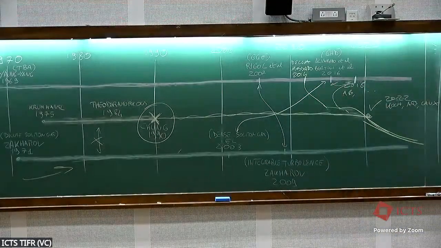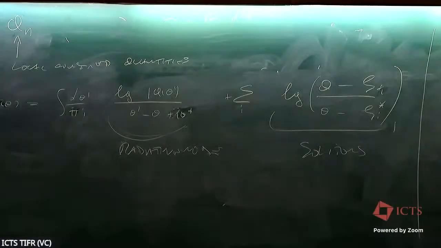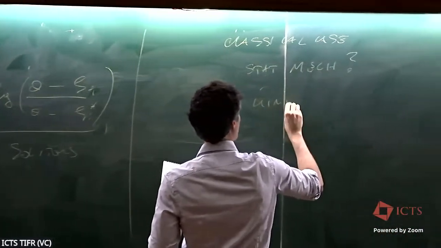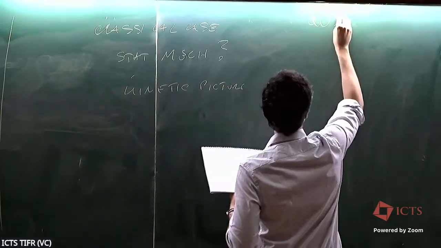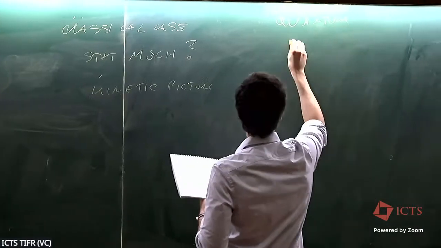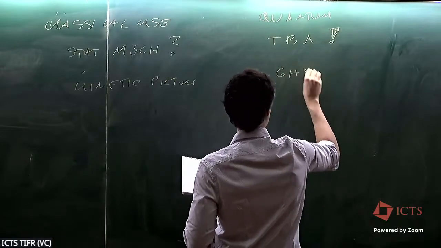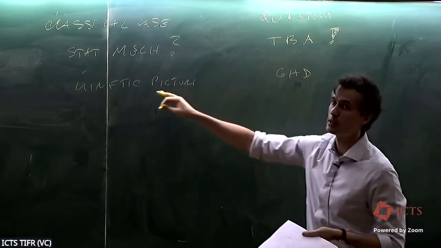And now, I'm going to go to the last part of the story, that is this line here. I'm going to tell you the ideas, maybe skip some of the nasty calculations. So in the classical case, at the moment we have that the StatMech is an open problem, and we have the kinetic picture. In the quantum case, we have that the statistical mechanics is solved by TBA. Let me say that this is correct. And we have also GHD. GHD is, if you want, kinetic picture plus thermodynamic data. So it has a bit more than just a kinetic picture.